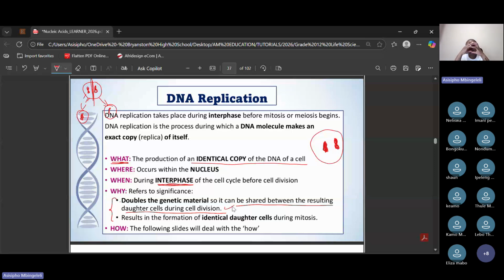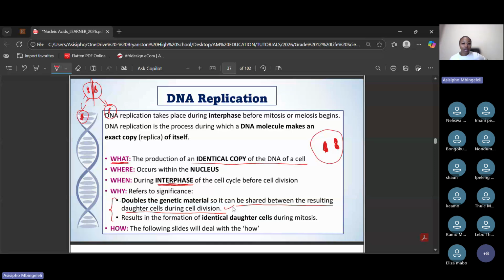The cell that divides, we call it a parent cell. Then the resulting cells, we call them daughter cells. Now, due to this DNA replication, each daughter cell will obviously be identical. So the DNA will be the same. Now, then the question would be, how exactly does this process take place?